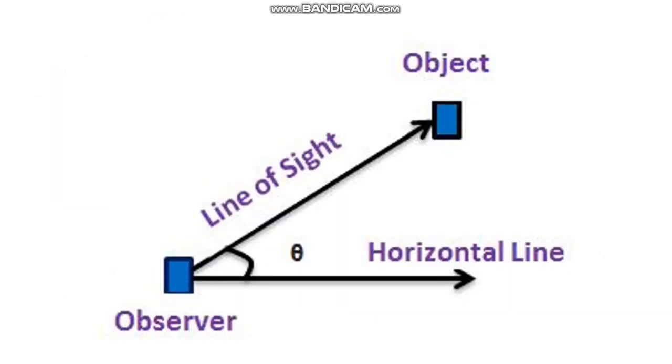So another example, we have this line of sight. Again, the object is above the observer. This is the imaginary line of sight, this line right here, and this is a horizontal line. So the angle formed, again, this angle right here is what we call the angle of elevation.